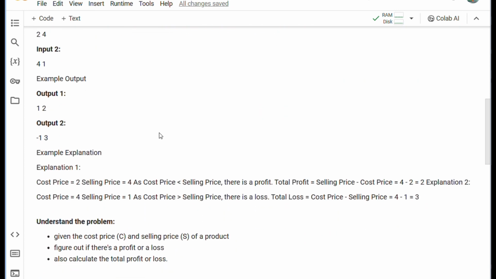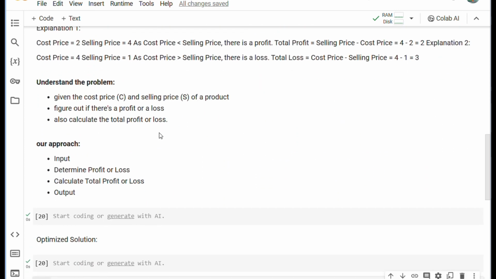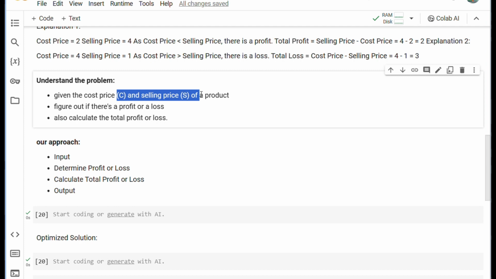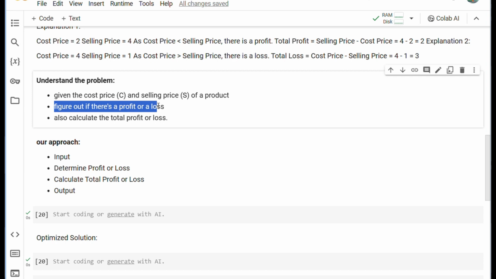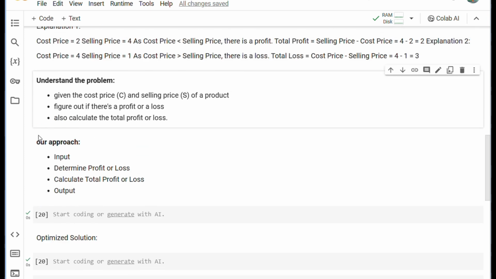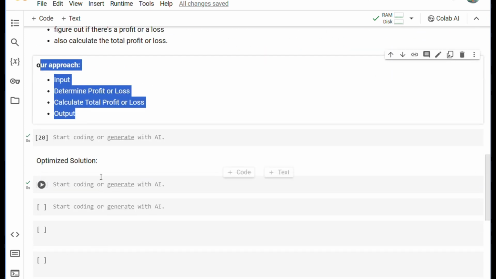So here in this problem, we are given the cost price and the selling price of a product, and our task is to figure out if there is a profit or loss, and we need to calculate the total profit or loss. Now the catch is we need to do this in a way that is easy to understand. So now let's write our approach to solve this problem. I have already written my approach so that it saves us some time.